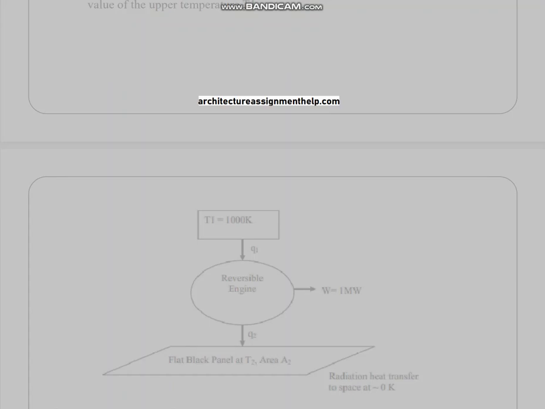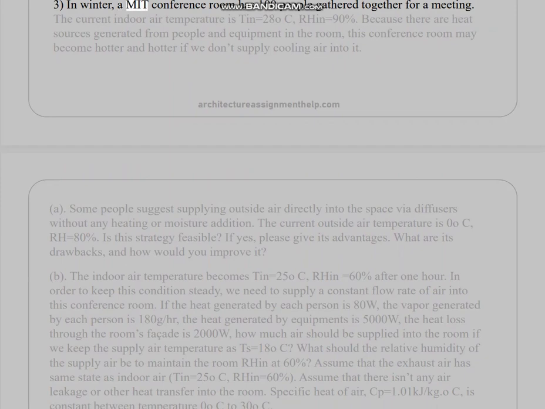3. In winter, an MIT conference room has 100 people gathered together for a meeting.